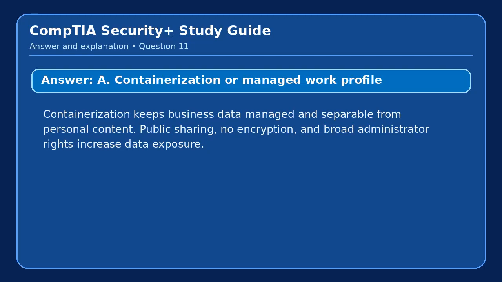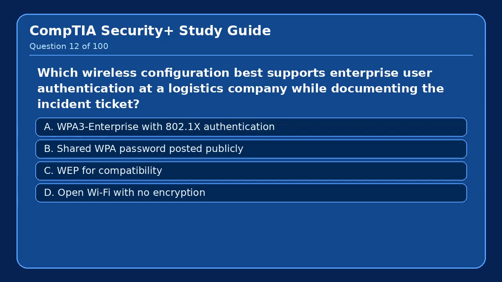Question 12. Which wireless configuration best supports enterprise user authentication at a logistics company while documenting the incident ticket? A. WPA3 Enterprise with 802.1X authentication. B. Shared WPA password posted publicly. C. WEP for compatibility. D. Open Wi-Fi with no encryption. Take a moment to choose your answer.